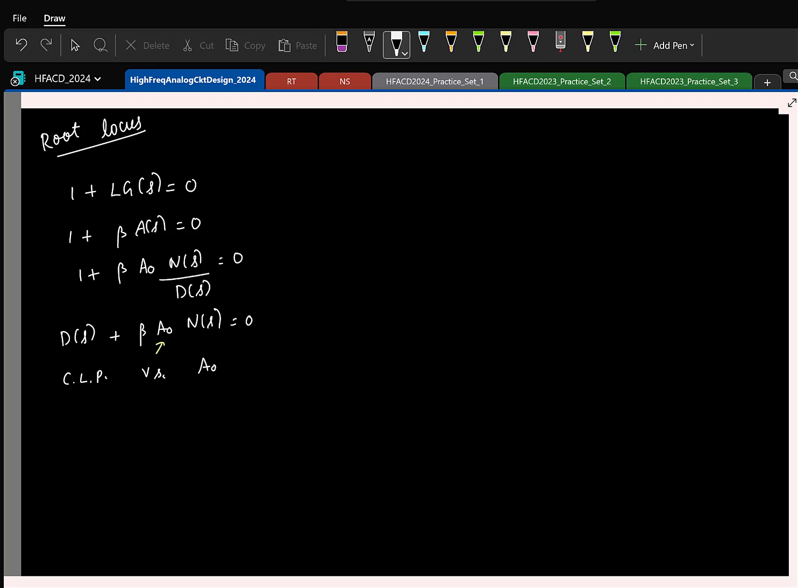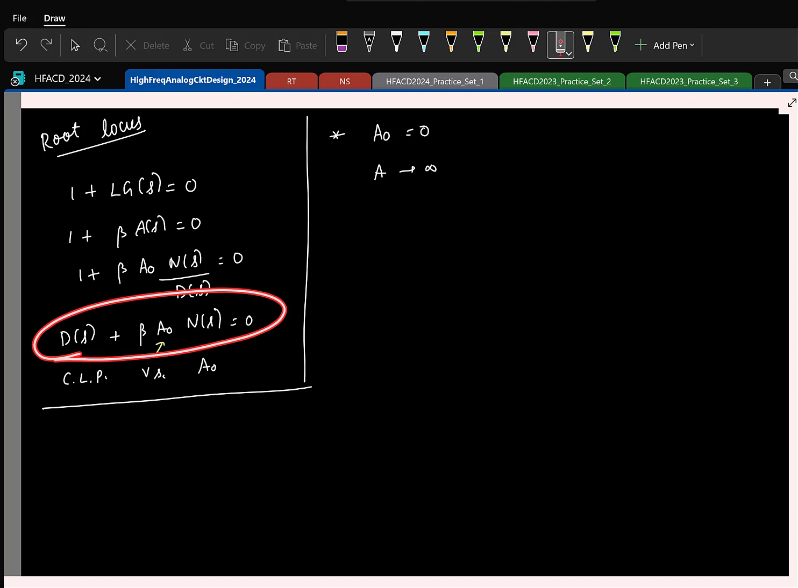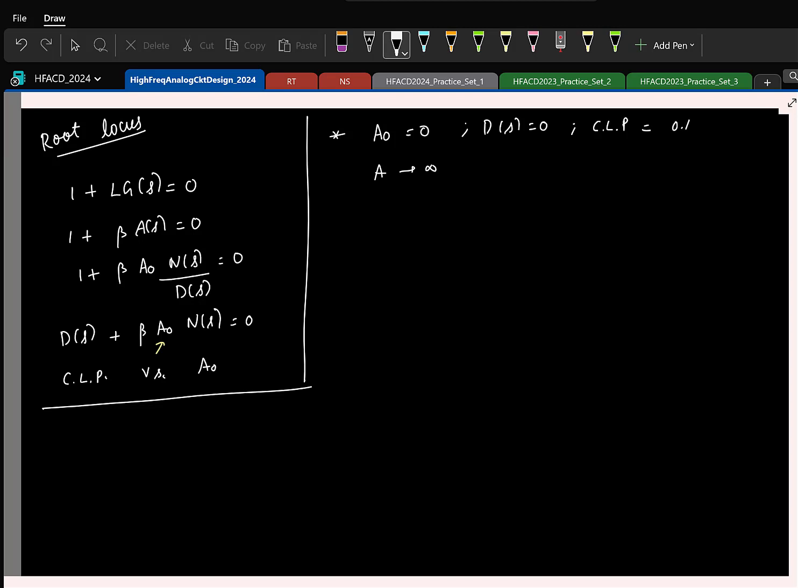Okay. So what I'll do is the following. Let's make two simple observations. Now I plan to vary the DC gain from 0 to infinity, let us say. If I put A0 as 0, what happens to the equation? It reduces to basically d of s equal to 0. So what are the roots of d of s equal to 0? They are the open loop poles, right? So that's the first thing. You can simply say closed loop poles are at open loop poles.